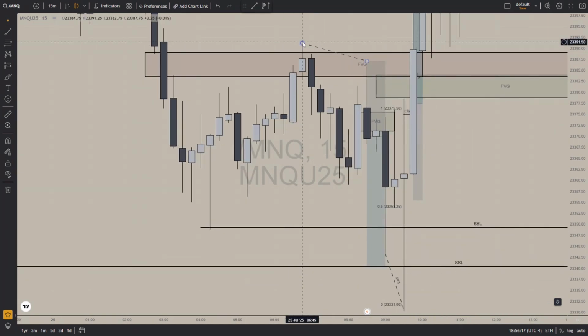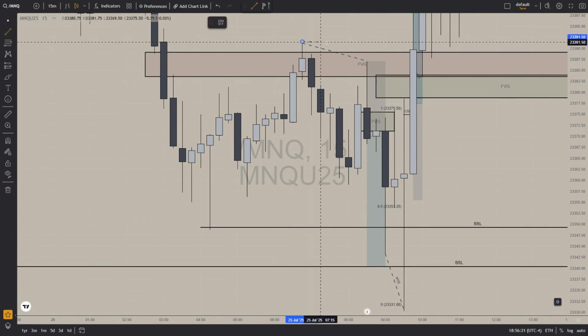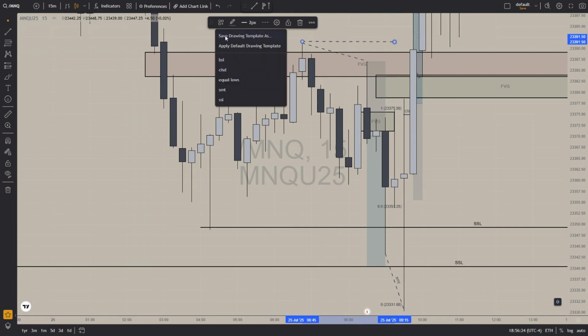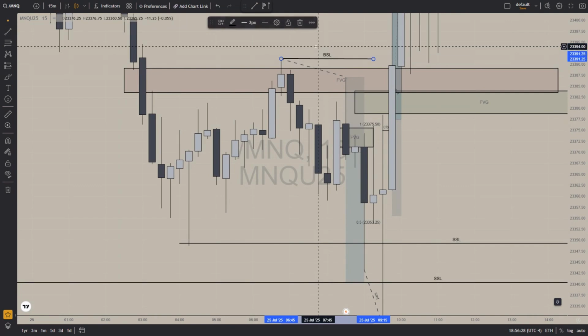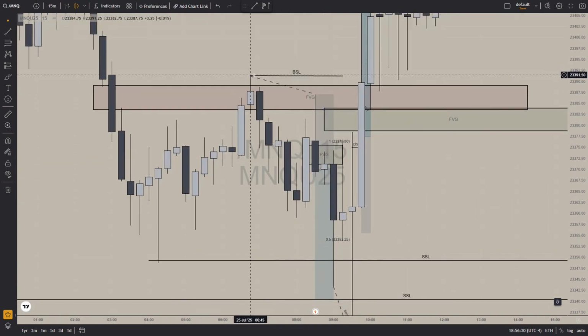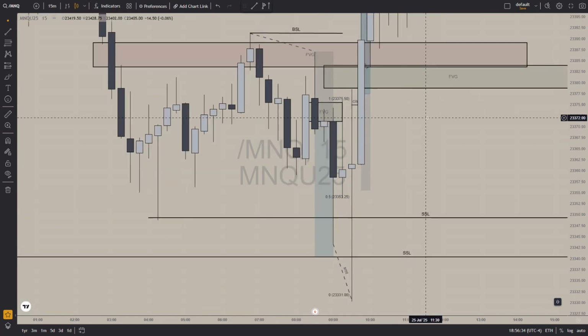We had London highs right here. Let me just mark those off so you can have a little bit of visualization for it. So we have London highs here going into market open. ES did end up taking out these highs. NQ didn't, so that means we put in an SMT.